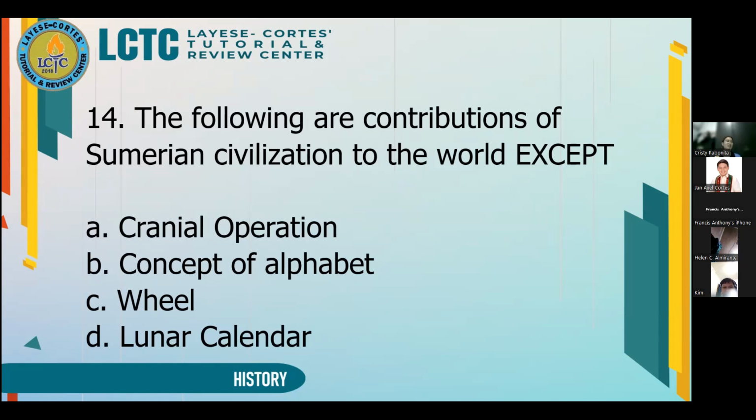Which civilization has the alphabet? Question number 1, a while ago. Phoenician, ma'am, alphabet. Yes, so this belongs to the Phoenician civilization. So cranial operation, the use of wheels, and lunar calendar belong to the Sumerian civilization, except for the concept of alphabet, because it belongs to the Phoenician group. Okay. So the answer is letter B.